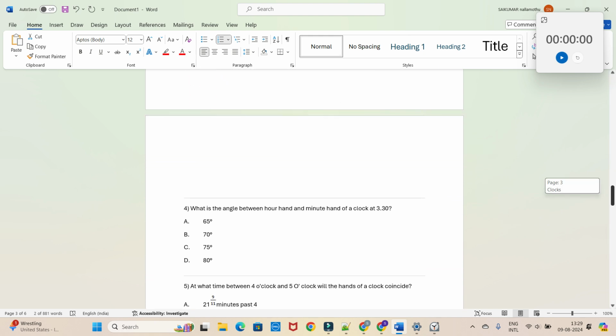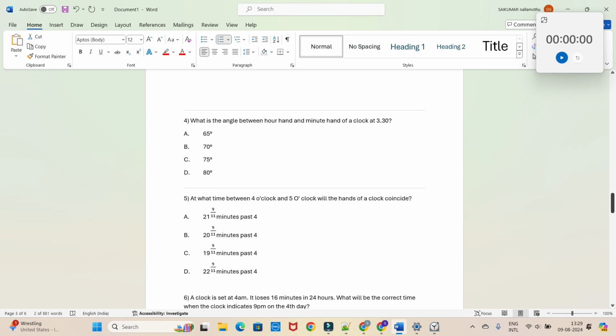Hope you're getting the way we can solve it. The next question: what is the angle between the hour and minute hand of the clock when the time is 3:30? The time starts now.